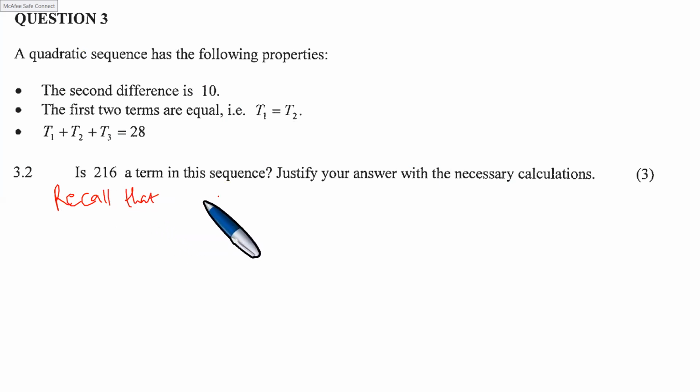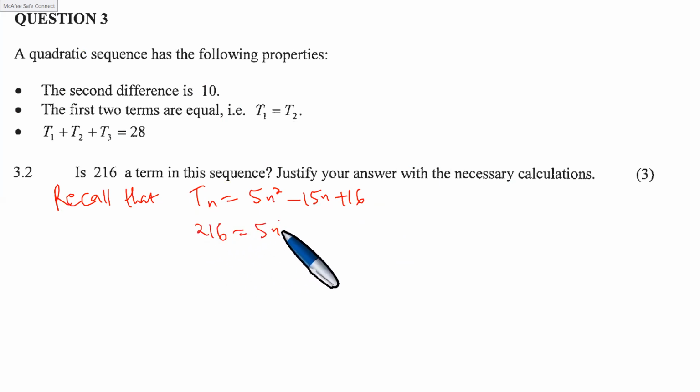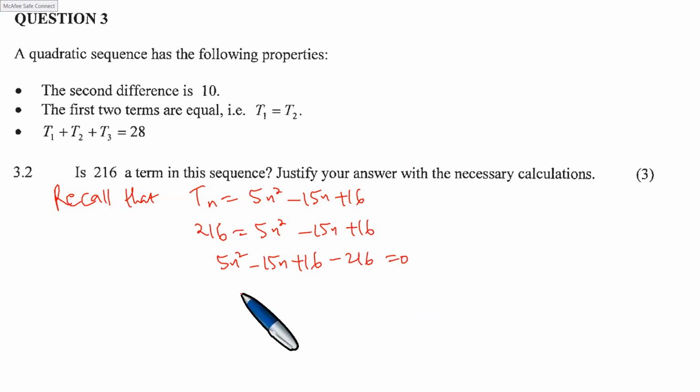Right, we recall that T sub n is actually, from the previous question, 5n squared minus 15n plus 16. So you have 216 equals 5n squared minus 15n plus 16, minus 216. So obviously we want to know if 216 is a term in the sequence.